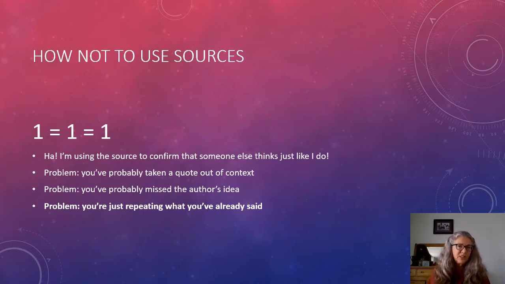The problem with doing this is, first of all, you've probably chosen the quote based on the agreement with your own thinking, so you're probably taking it out of the context of the author's full complex idea. In fact, you probably missed the author's idea in doing that. And you really are just repeating what you've already said.